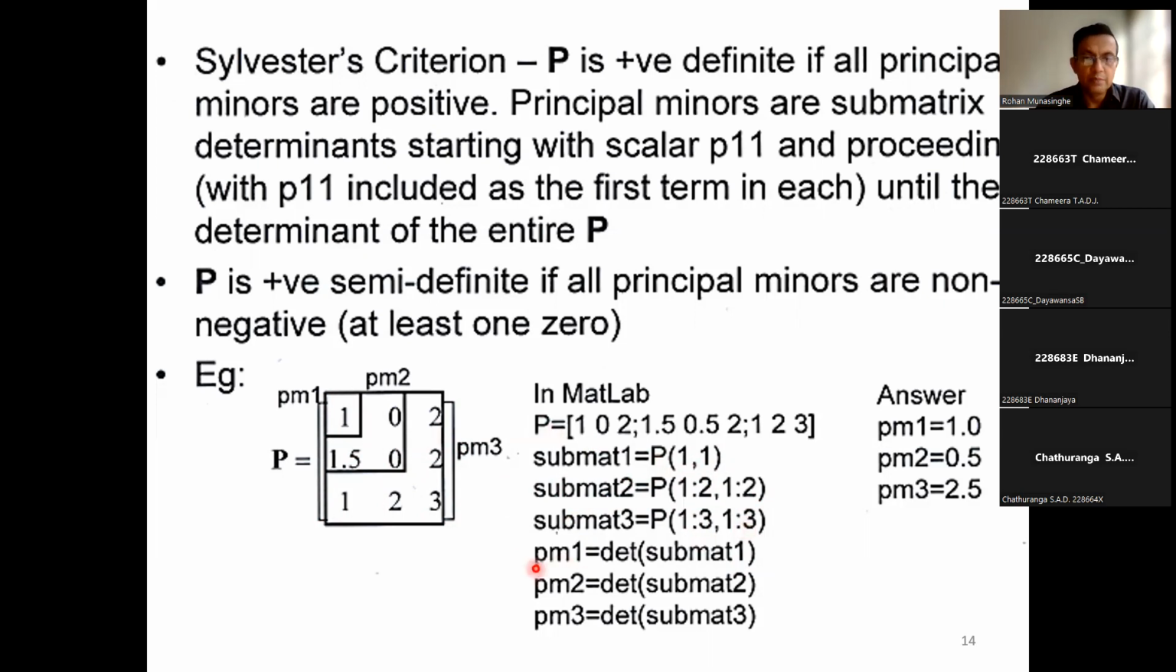So after that, the principal minor 1 is the determinant of submatrix 1. Principal minor 2 is the determinant of submatrix 2. Principal minor 3 is the determinant of submatrix 3. Like that, you get the answers. You can verify whether the matrix P is positive definite or not.